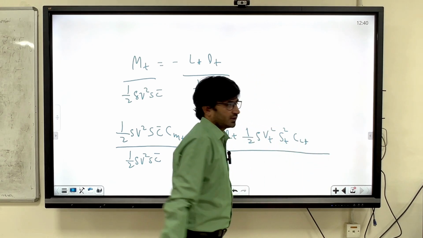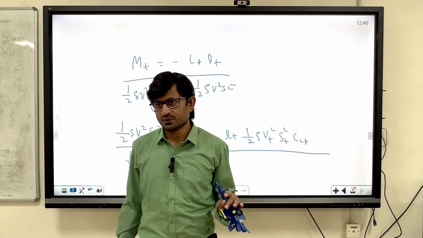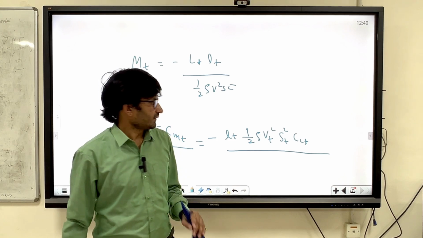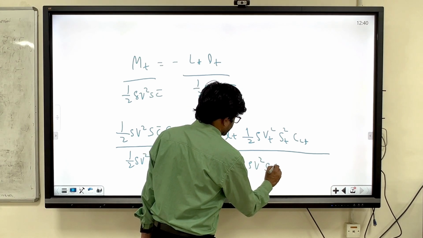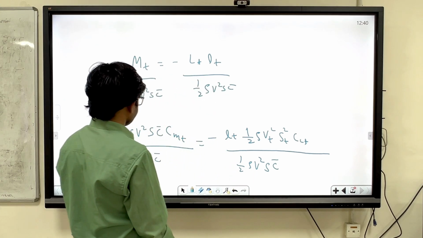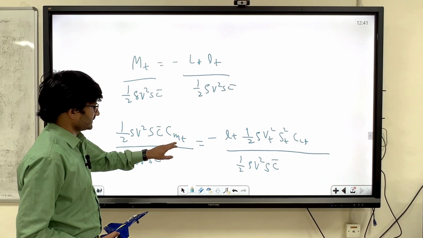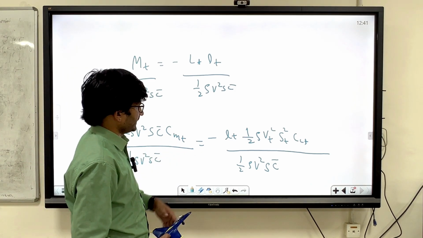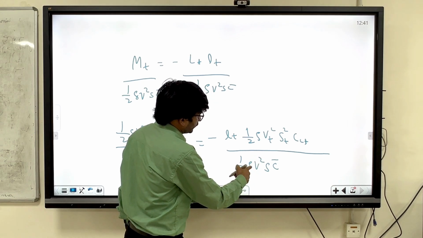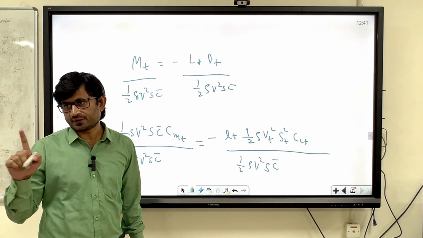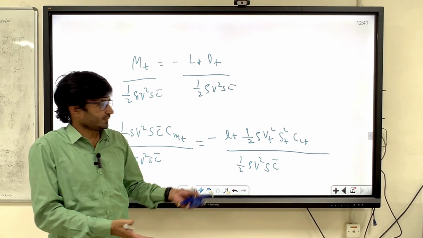Why VT am I writing? Because you assume that there will be no fresh flow the tail will experience, so that is why I am putting VT everywhere. Now half rho V square S c bar will cancel. On the right hand side you will have a CM, on the left hand side you will have a CMT, and on the right hand side what will we be having? I will call half rho VT square divided by half rho V square as eta, the tail efficiency factor. Dynamic pressure at the tail divided by dynamic pressure on the wing, that will be eta.